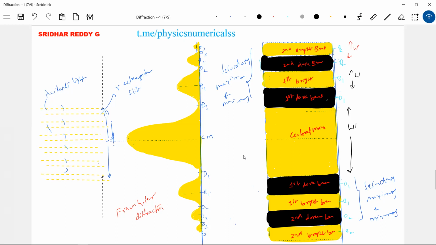So we'll put an effort to understand what this concept actually is and why the pattern is like this. We have to give a mathematical treatment for this.